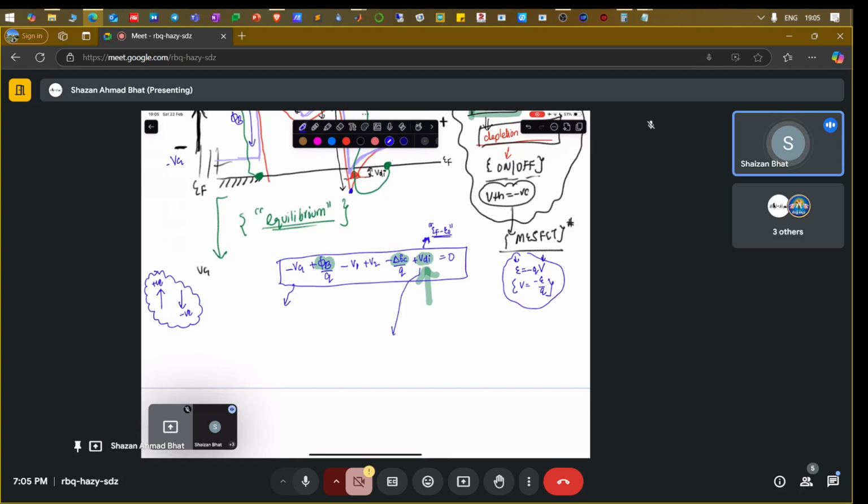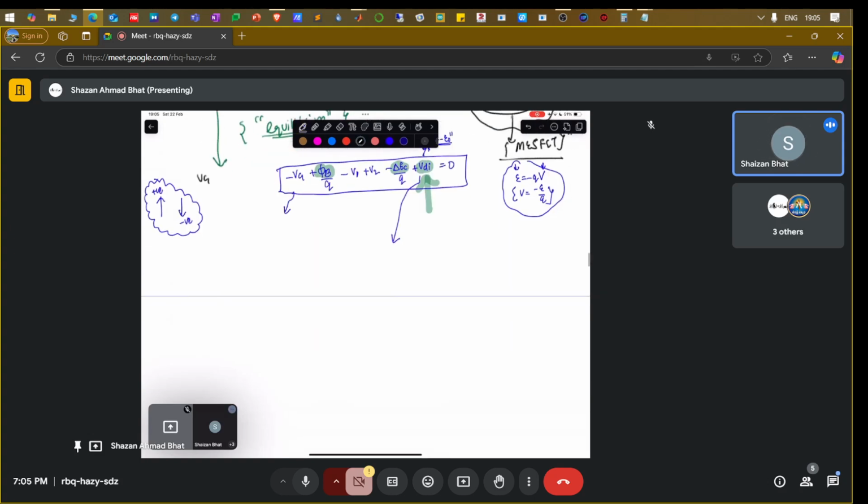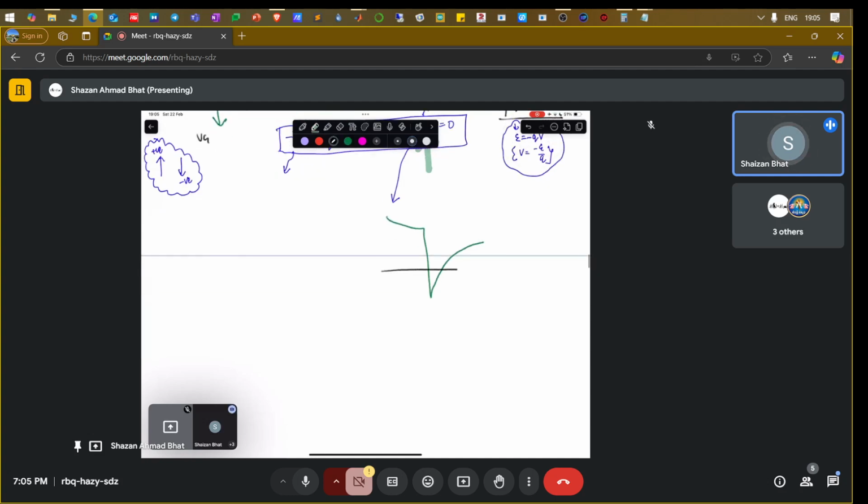So how do you compute this particular thing? Let's consider this triangular well again. And this is the Fermi level. I'm drawing only this part. This is the first energy eigenstate.